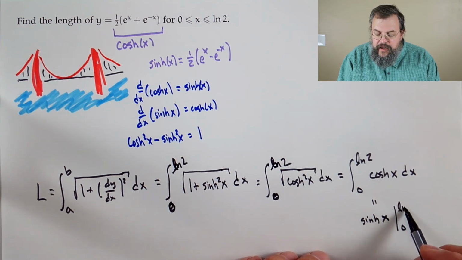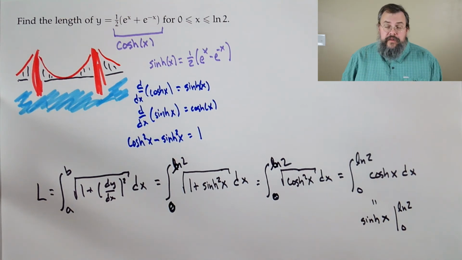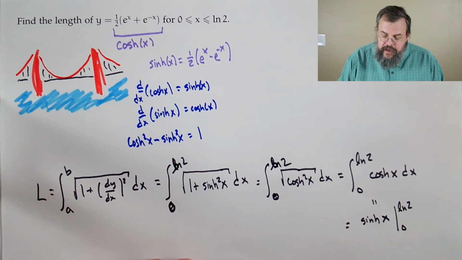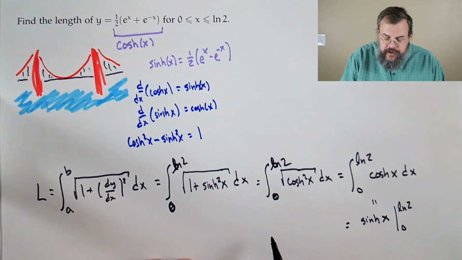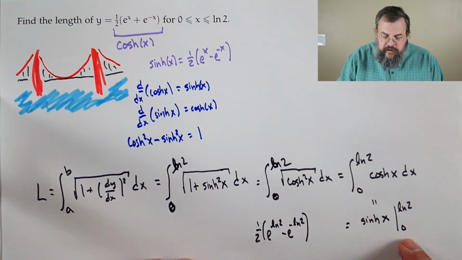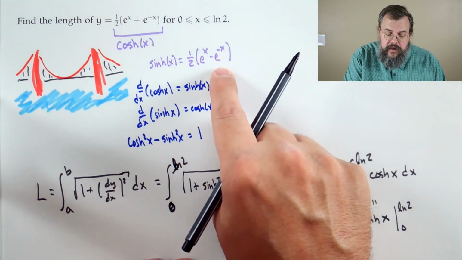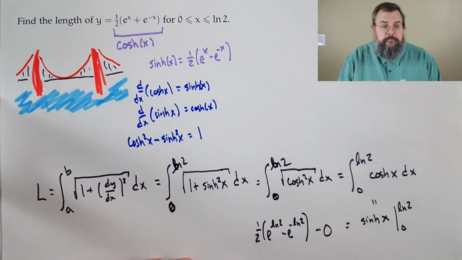from 0 to log 2. And now we're basically done. We just have to plug everything in. So what do we have? Well, we have to plug in log 2. So if we plug log 2 into sinh, we'll actually go back to our definition. So that's 1/2 times e to the log 2 minus e to the minus log 2. And then when you plug in 0, well, e to the 0 is 1. e to the minus 0 is 1. 1 minus 1 is 0, so you get 0.